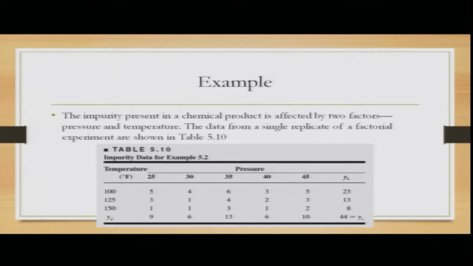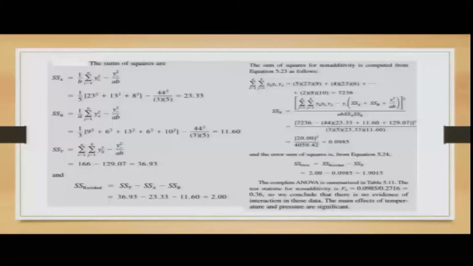for temperatures 100, 125 and 150 are 532. Then you can find out y i dot, which is keeping i fixed and summing over all j's, and y dot j, which means keeping j fixed and summing over all i's. The sum of the squares can be found out, and it comes out to be 23.33. So, this is the value.